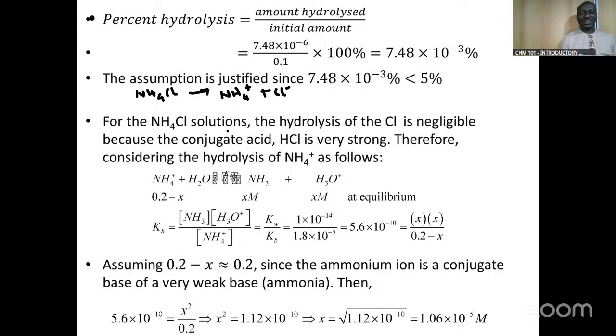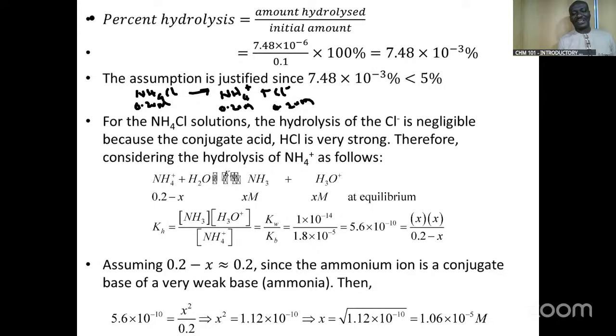So we are given 0.2 molar ammonium chloride. By the time it ionizes, all of this will have gone, and you're going to have 0.20 molar of this and 0.20 molar of this. Now that we know the amount of ammonium ion in solution, don't forget, ammonium ion is formed from ammonia.